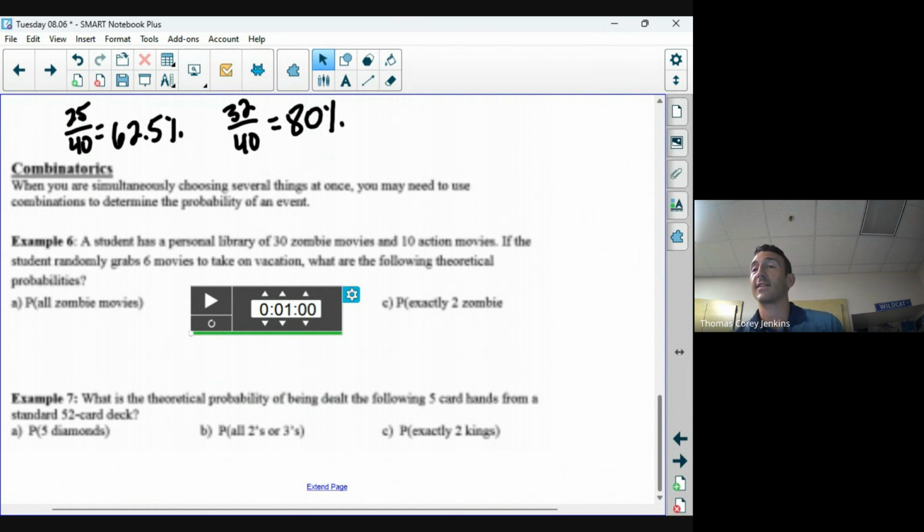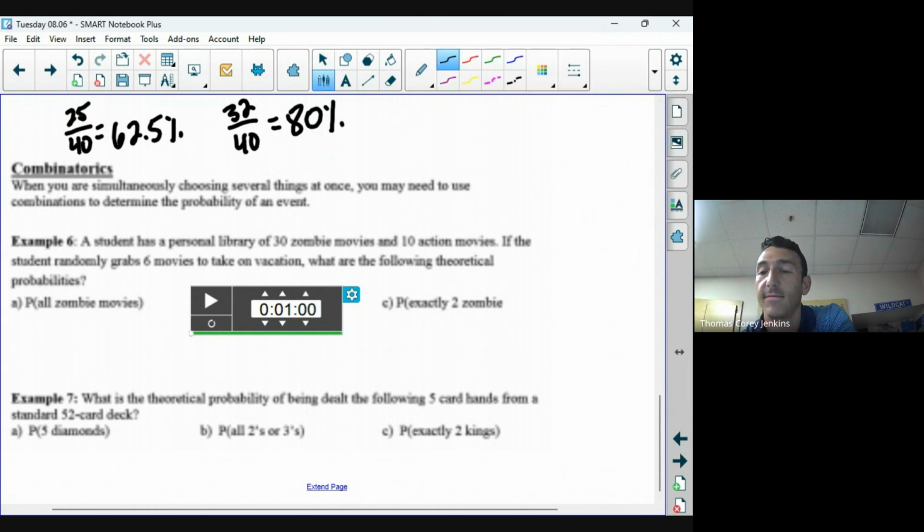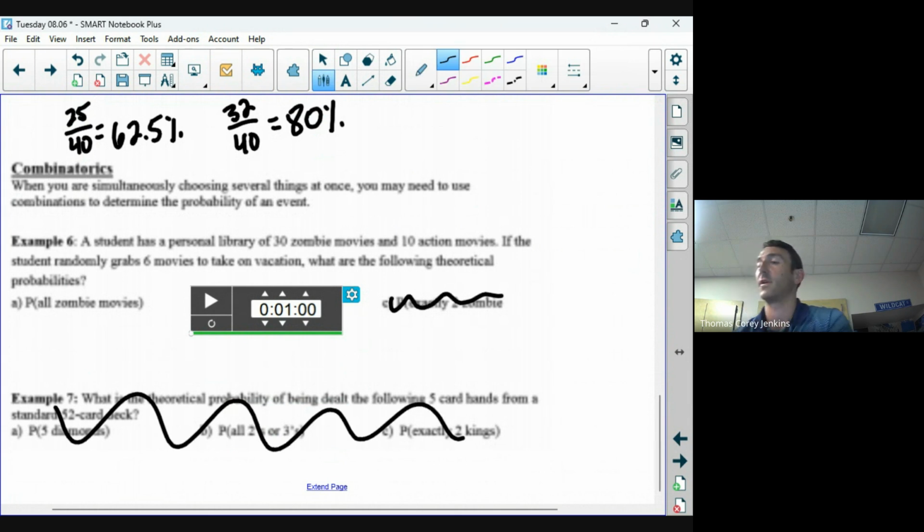So we're going to skip example 7. We can go ahead and mark that out. And we'll just look at the first 2 here. So we'll mark out C as well.